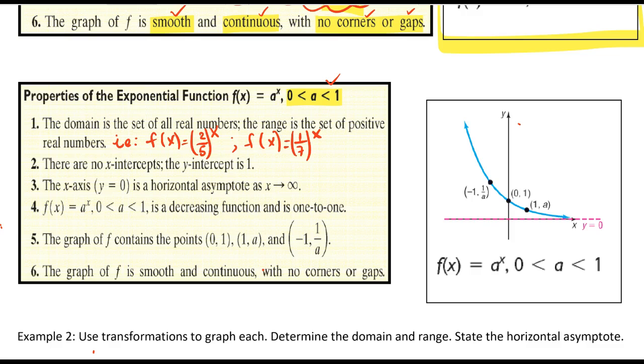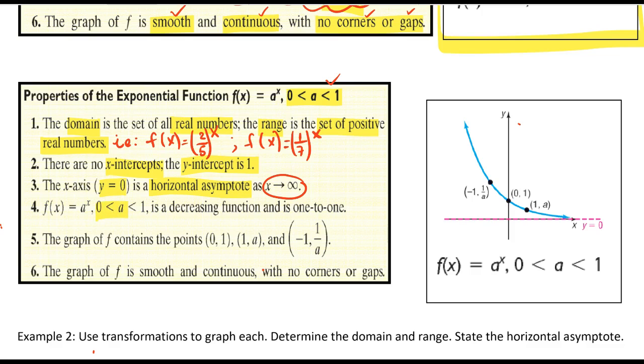Many of these properties are the same. So here we go. The domain is still all real numbers. The range is still the set of positive real numbers. I still don't have any x-intercepts, and the y-intercept is still at 1. You're still going to have a horizontal asymptote, except this time, this horizontal asymptote happens when x approaches positive infinity versus negative infinity from the prior set of properties. And your HA is still at y equals 0, okay?